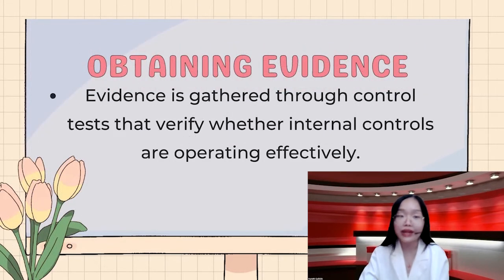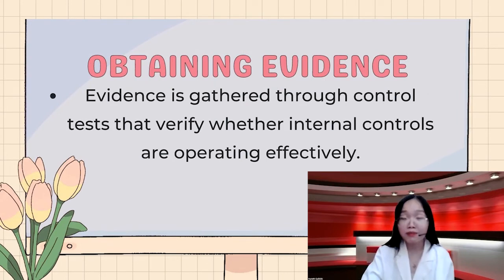Third is obtaining evidence. As we all know, auditors are looking for evidence to back up the management claims. This process in the IT world entails obtaining evidence about the reliability of computer controls as well as the contents of databases that have been processed by computer programs. Evidence is gathered through control tests that verify whether internal controls are operating effectively, as well as substantive tests that determine whether accounting databases accurately reflect the organization's transactions and account balances.